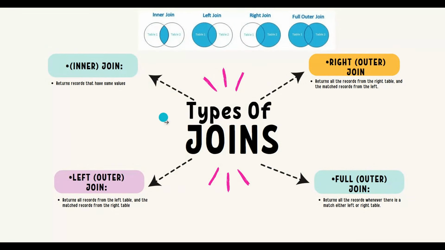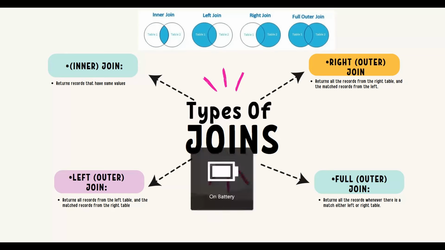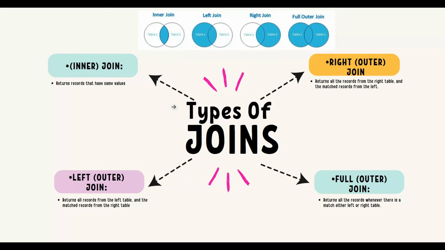Joins are broadly classified into four types. The first one is inner join, the second one is left outer join, the third is right outer join, and the fourth one is full outer join. In the picture that you are watching right here, I have pasted this in order to give you more understanding of the types of joins. As you can see, the first one is inner join, then left join, right join, full outer join. So let's understand one by one, so that you can have the basic concept with the help of examples which we are going to further use in the SQL workbench.